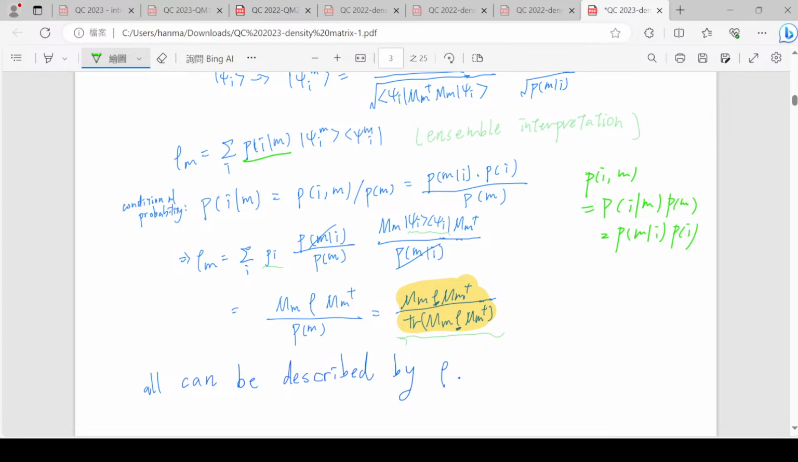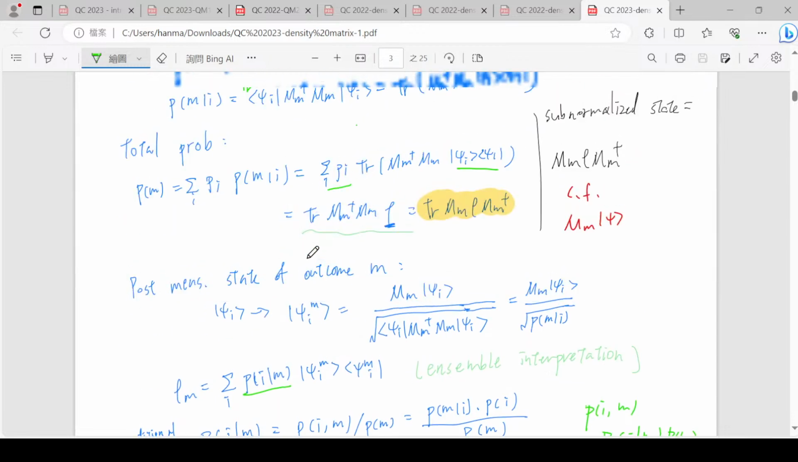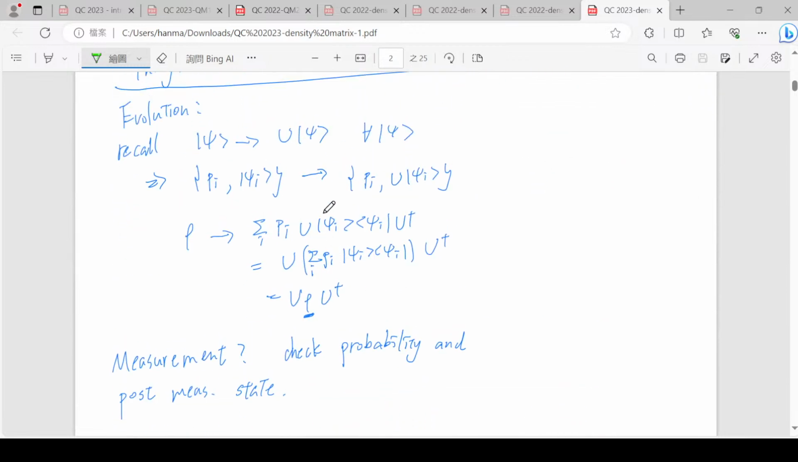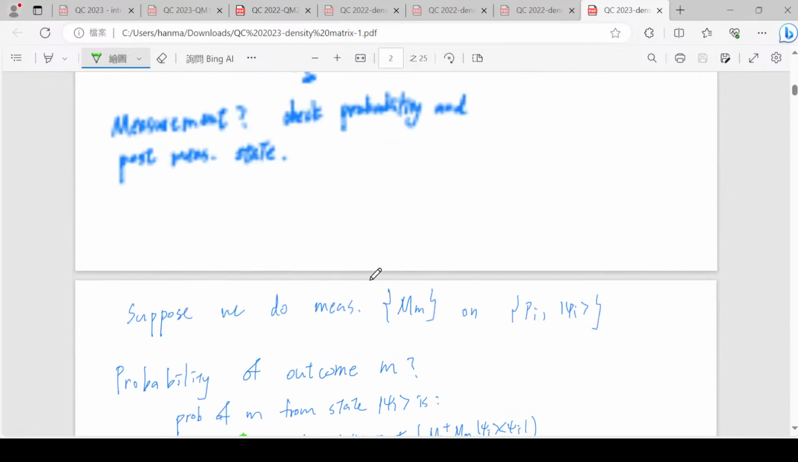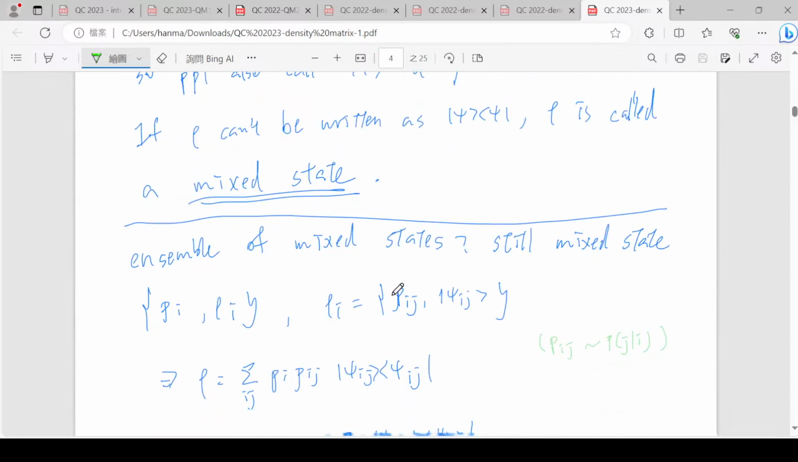Okay. So we proved the thing we wanted to prove. We say the evolved density matrix and the post-measurement outcome density matrix can all be described by the density matrix itself. We don't need to go back to the ensemble interpretation. So, any questions about the proof or the thing we tried to prove? If not, then okay, let's keep going.